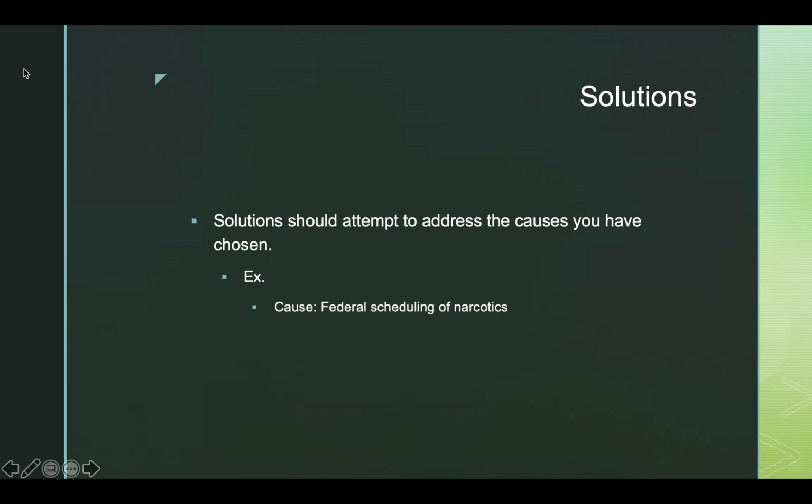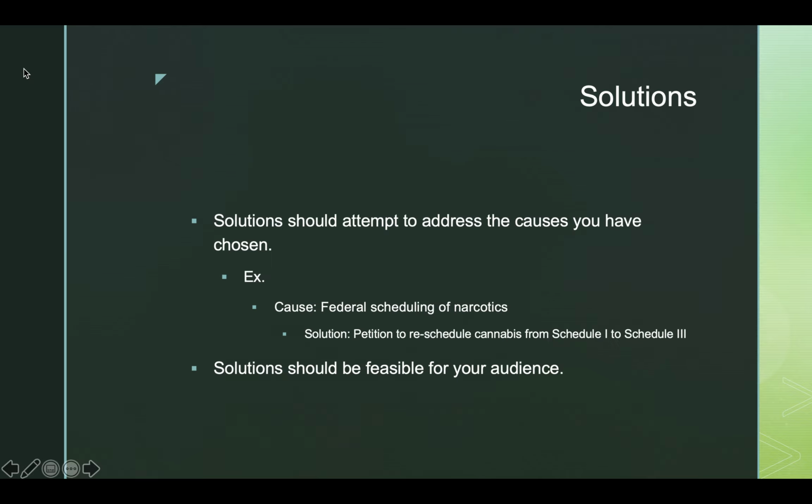So for solutions, I just basically talked about that. Causes, if it's the federal scheduling of narcotics, then your solution might be a petition to reschedule cannabis from Schedule 1 to a Schedule 3 drug, which, those scheduling things, you can look that stuff up on your own, but basically that's a main thing that people want to do when it comes to legalizing cannabis on a federal level.